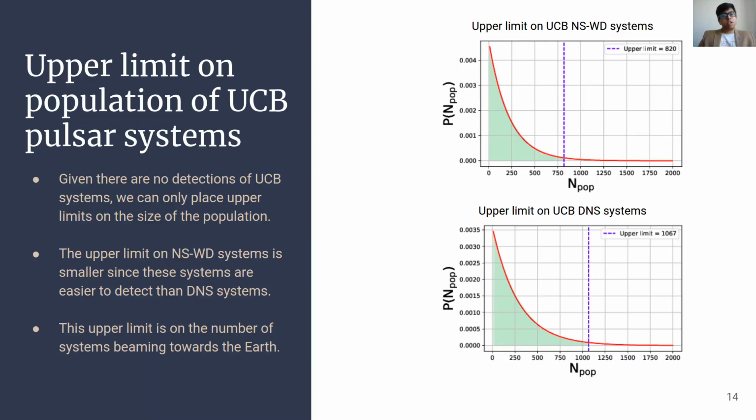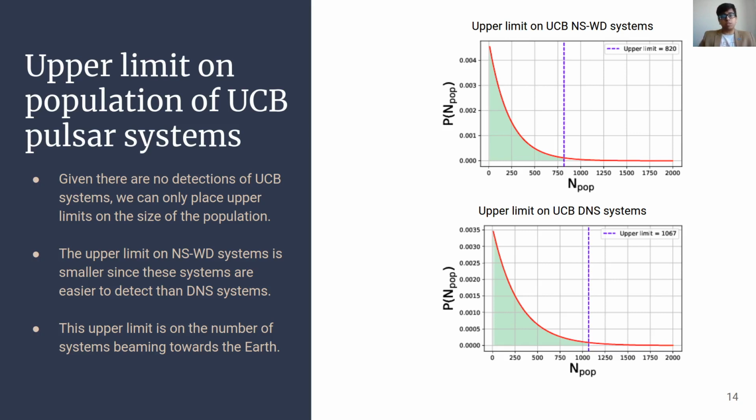So let's take a look at some results. Given that there are no detections of ultra-compact binary systems consisting of a pulsar yet, we can only place upper limits on the size of the population. And that's what's shown here on the right hand side, with the top right panel showing the upper limit on the number of UCB neutron star white dwarf systems, which comes out to about 800 systems. And on the bottom right is the upper limit on the UCB double neutron star systems, which comes out to about 1000 systems. And again, I just want to remind you that this is the upper limit on the number of systems that are beaming towards the Earth.